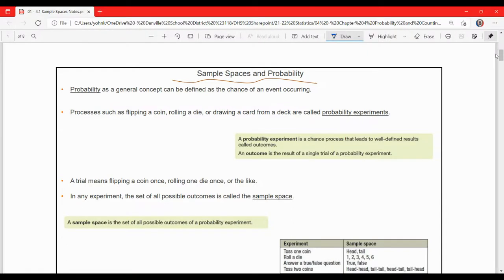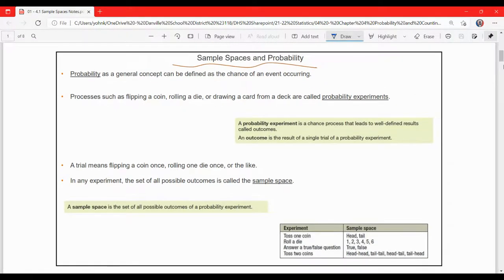So, probability as a general concept can be defined as the chance of an event occurring. Processes such as flipping a coin, rolling a die, or drawing a card from a deck are called probability experiments. So all the different ways that you can pull a card, flip a coin, draw a green M&M out of a bag of M&Ms, these are all probability experiments. In any experiment, the set of all the possible outcomes is called the sample space.